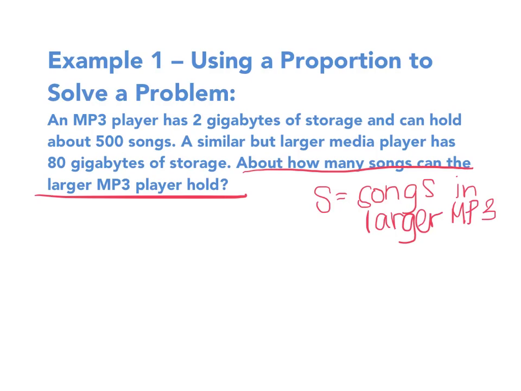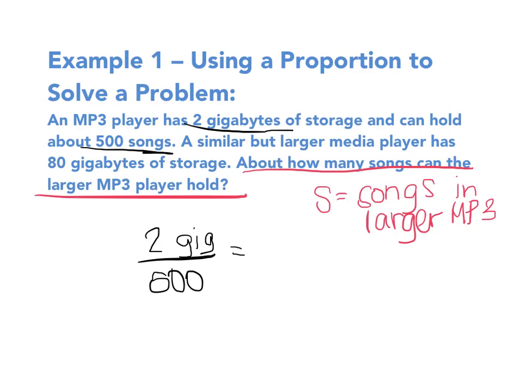Now I need to check out what ratios I have. So 2 gigabytes holds 500 songs. That's one ratio. And then the larger media player has 80 gigabytes. So again, they go on the same line. So gigs are going to go on the same line. And then I don't know how many songs that holds. That's what I'm looking for. So I put an S in the denominator because I should put an S with songs too. So songs go on the same line, but we just don't know how many songs the 80 gig holds.